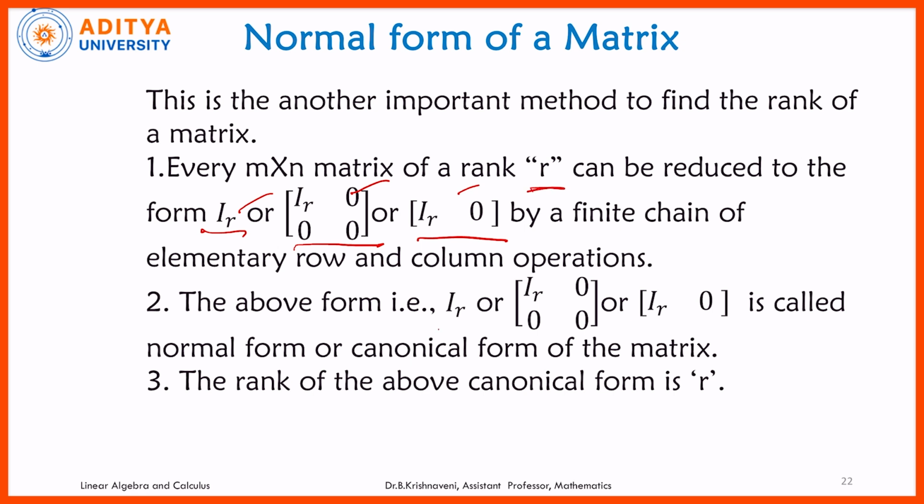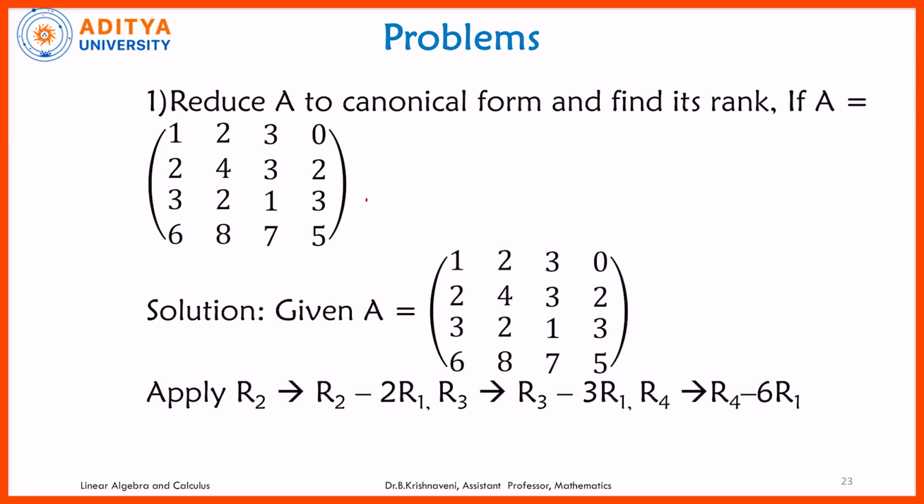The above form, either it may be any of these three, we call it the normal form or canonical form of a given matrix. And the rank of the above canonical form is R. So now let us see how to find the rank of the given matrix using normal form. As I already said, normal form is also called canonical form.